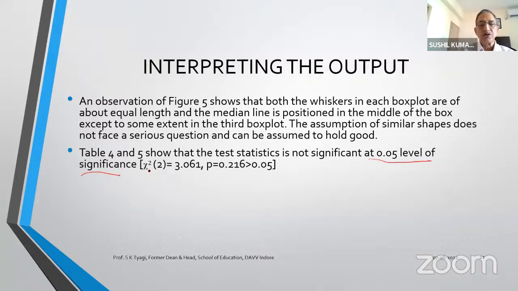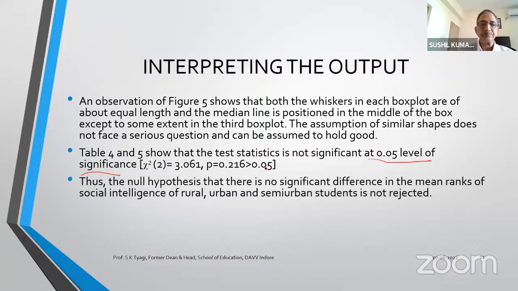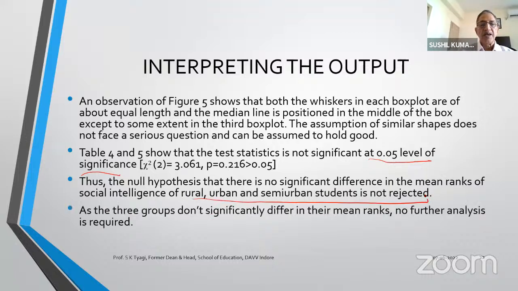Now, tables 4 and 5 show the test statistic is not significant at the 0.05 level of significance. Why? Because this is sometimes also called chi-square. Chi-square is 3.061, p is 0.216, and it is greater than 0.05. Thus, the null hypothesis that there is no significant difference in the mean ranks of social intelligence of rural, urban, and semi-urban is not rejected. As the three groups do not differ significantly in their mean rank, no further analysis is required.